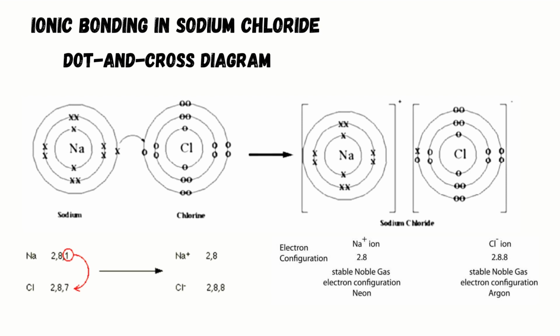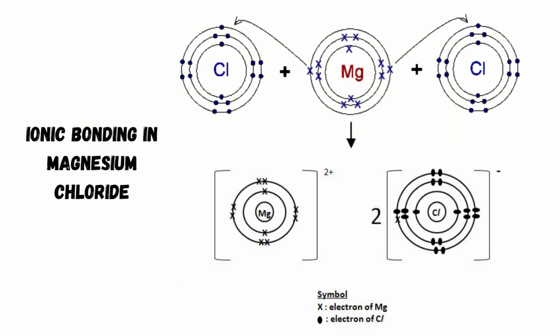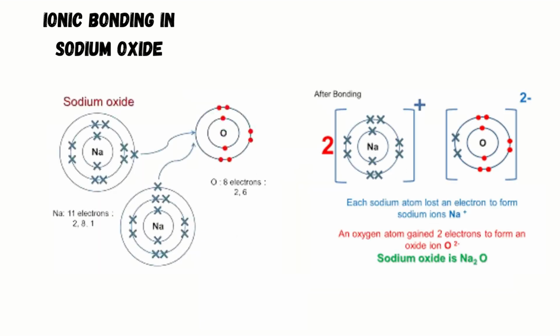Ionic bonding in sodium chloride, dot and cross diagram. Ionic bonding in magnesium chloride. This is another example of ionic bonding, where magnesium gives 2 electrons to chlorine. Thereby, magnesium gains a 2 positive charge, and there are 2 chlorine atoms. Each chlorine gains 1 negative charge.